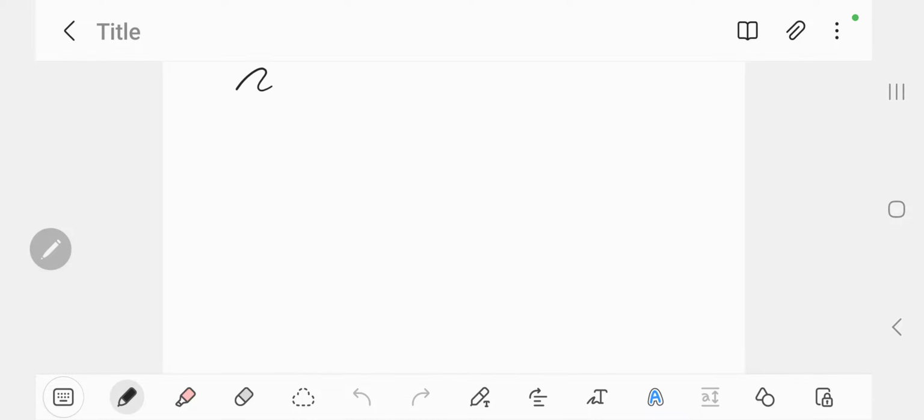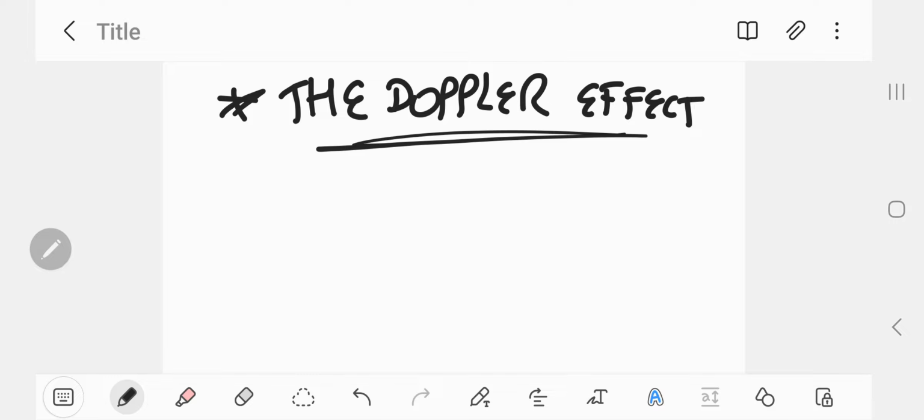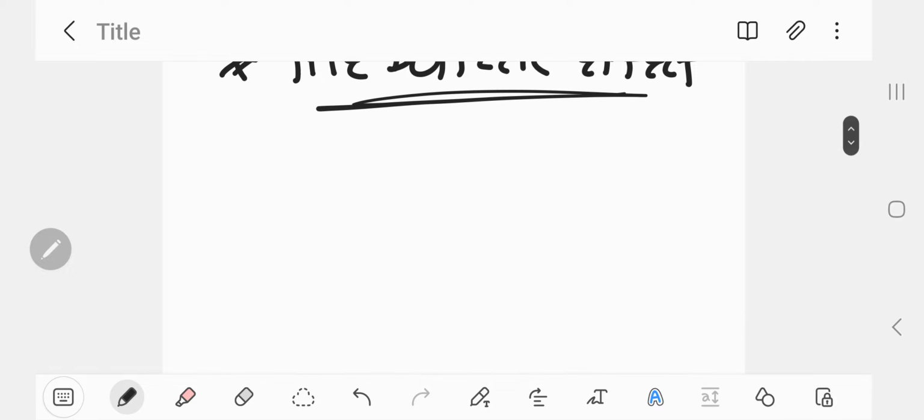Video on the Doppler effect, which is part of the third module, Waves and Thermodynamics, in the Year 11 Physics course.